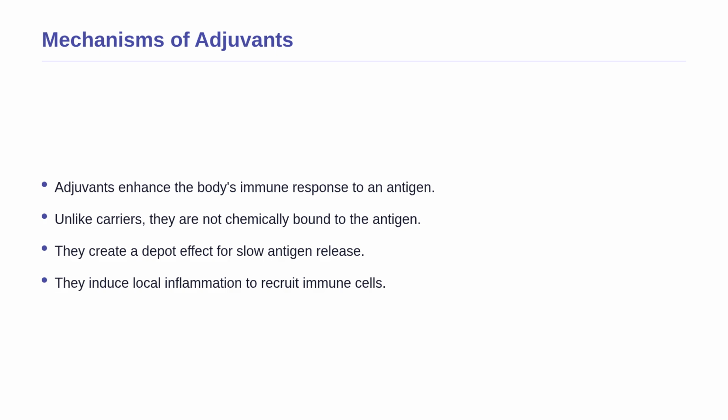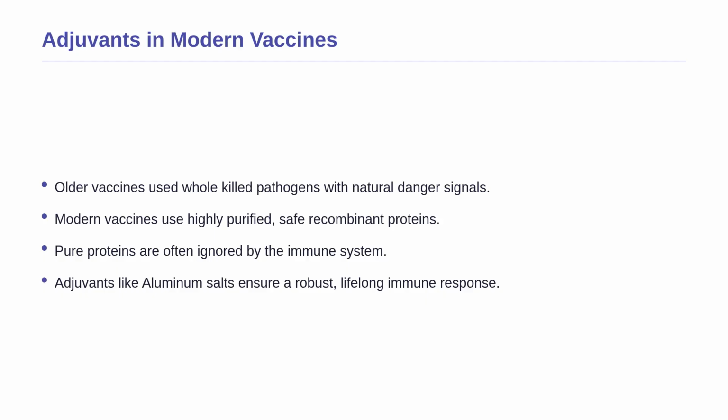Adjuvants work through several clever mechanisms. They can create a depot effect, which slowly releases the antigen over time to prolong the immune system's exposure. They also intentionally induce local inflammation. This inflammation acts as a distress signal, recruiting immune cells to the site and stimulating pattern recognition receptors on antigen-presenting cells. This mechanism of creating a localized alarm is why adjuvants are the unsung heroes of modern public health.